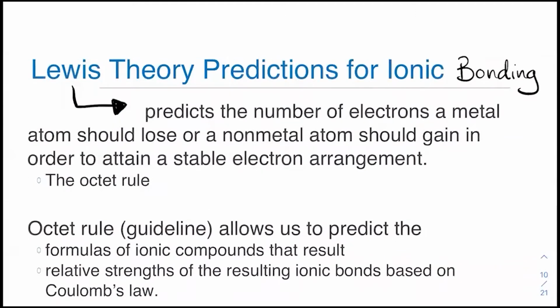Now, the theory behind bonding is called Lewis theory. We're going to start with ionic bonding. We'll get to Lewis theory in covalent bonding, which is a little bit more complex. Ionic bonding is what we're going to start with. What this predicts is the number of electrons a metal atom should lose or a non-metal atom should gain in order to attain the stable electron arrangement. We call this the octet rule. What this is going to mirror is that noble gas electron configuration.